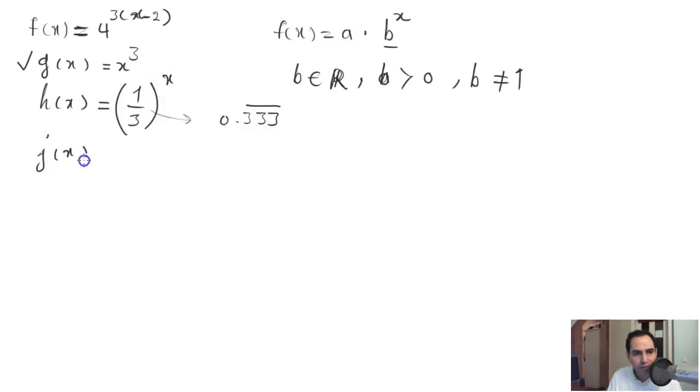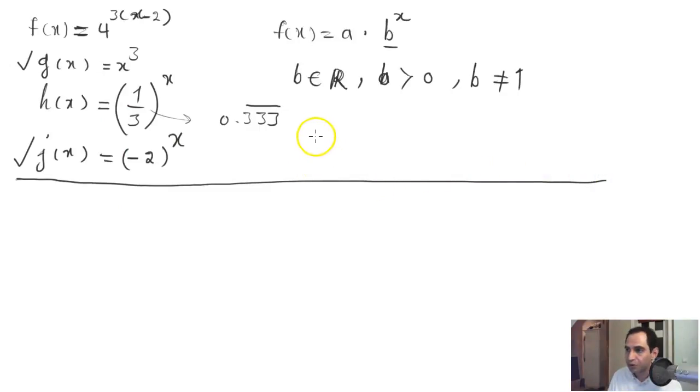And j of x is equal to -2 raised to the power x. Here this is not an exponential function because b has to be greater than 0. So by definition it is not an exponential function. So these two, g of x and j of x, are the answers here.